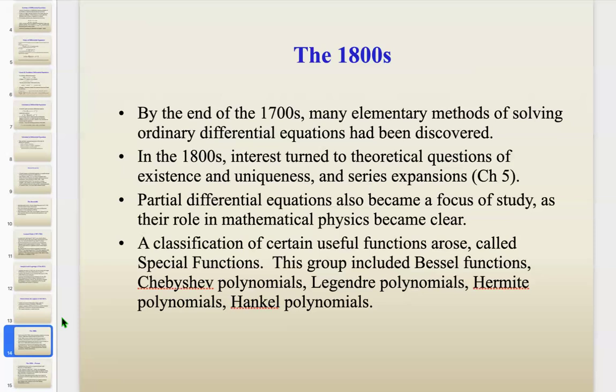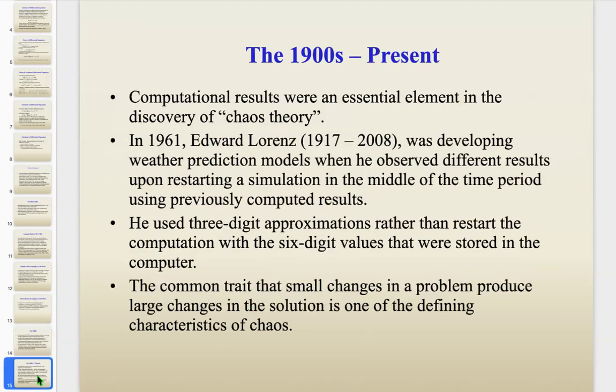So things like Bessel functions, which come up if you're studying problems where you have circular symmetry. Chebyshev polynomials, they come up a lot in probability theory. Legendre polynomials come up for spherical symmetry. Hermite polynomials and Hankel polynomials, again, come up in many physical problems with certain kinds of geometrical features.